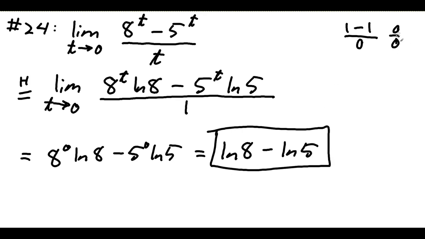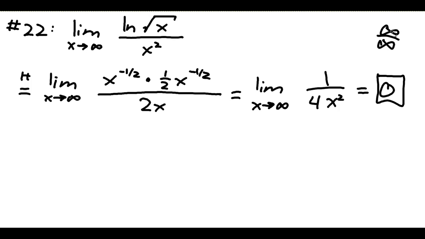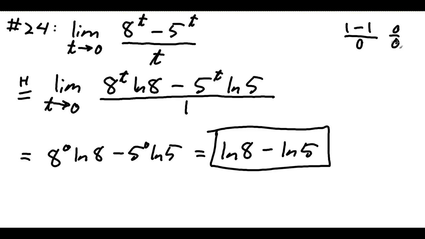This is the thing about these indeterminate forms, is they can really be literally anything, right? We've had just 3 examples so far. This one was 0 over 0, and the limit turned out to be 2. This one was an infinity over infinity indeterminate form whose limit turned out to be 0. And here we had another 0 over 0 indeterminate form, and that limit is the natural log of 8 minus natural log of 5.